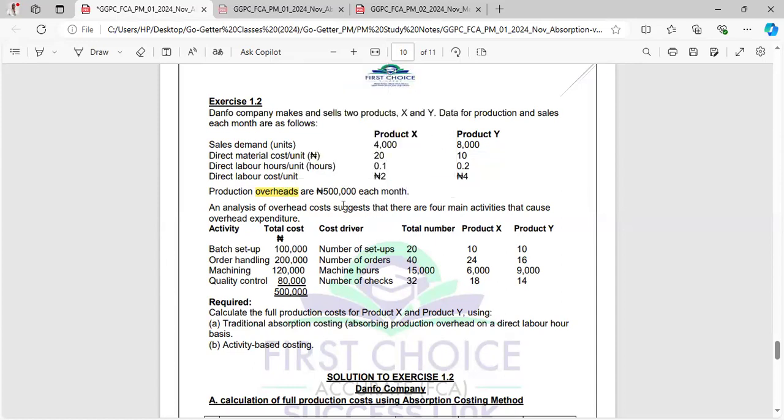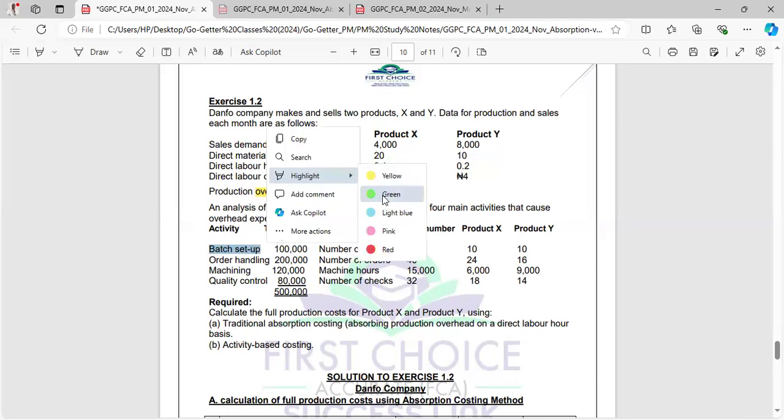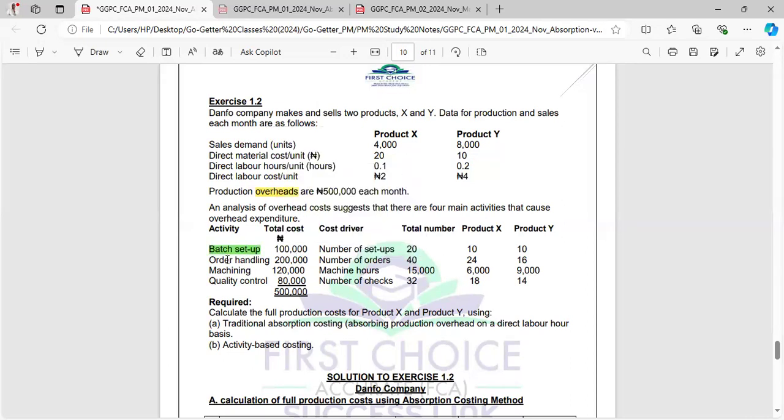Now, 5,000 naira overhead each month. And now we are told that an analysis of the overhead suggests that there are 4 main activities. So these are the activities. This is the first activity here. The second activity is this one here.